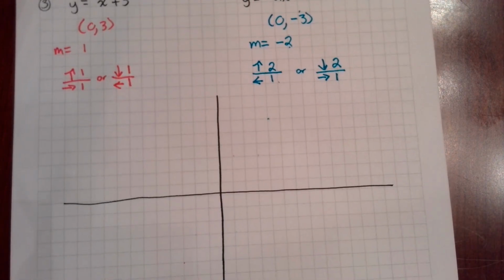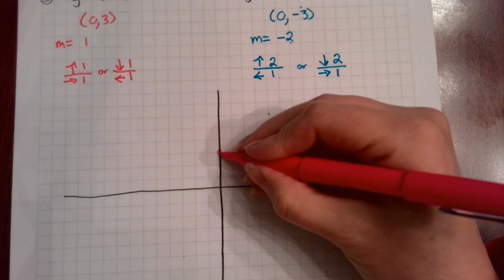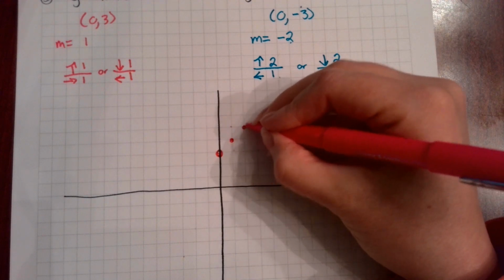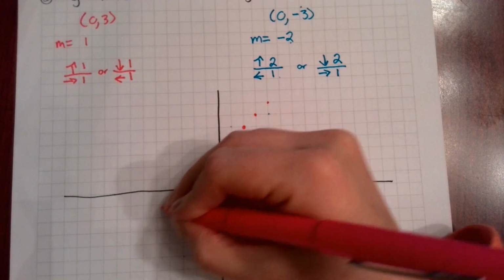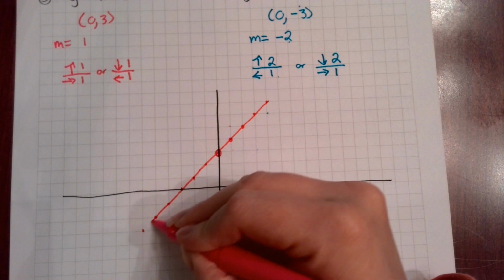All right, graphing my first point, 0, 3. I'm going to go up and to the right, up 1, right 1, up 1, right 1, up 1, right 1, or down 1, left 1, down 1, left 1, down 1, left 1. So this is basically what the graph is going to look like.